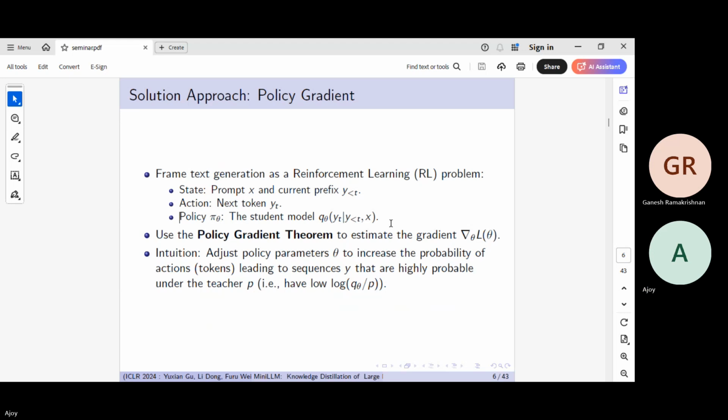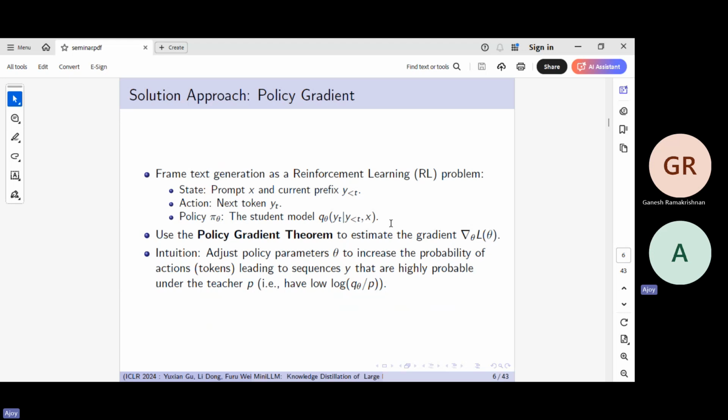Next slide. So the solution this paper proposes is to convert this problem to a reinforcement learning problem, where the state is given as the context and the current y prefix. The current prefix tokens will be y less than t, the action will be the next token yt, and the policy will be q theta of yt given y less than t and x.